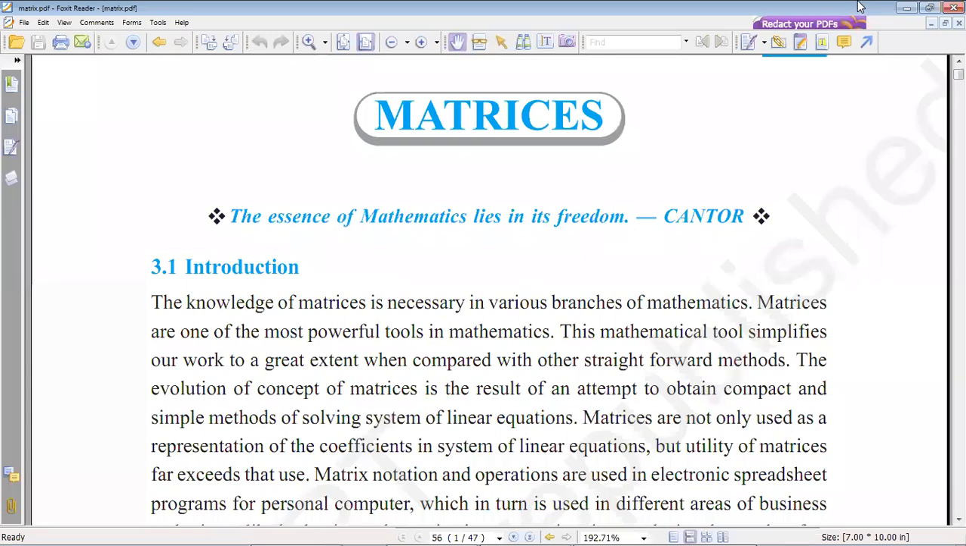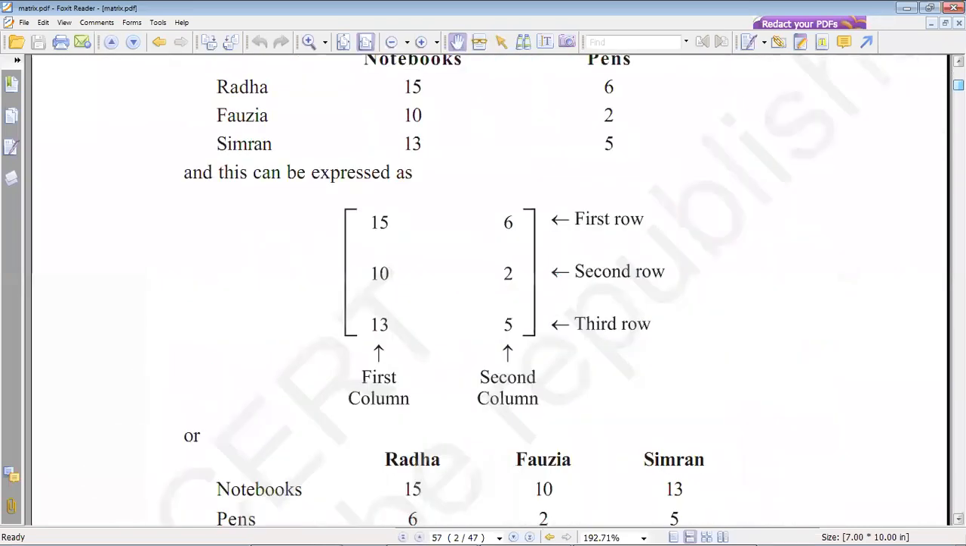So simply, what do you mean by matrix? If I asked you, what is a matrix? A matrix is simply an arrangement of some elements in rows and columns. See here, this is a matrix.